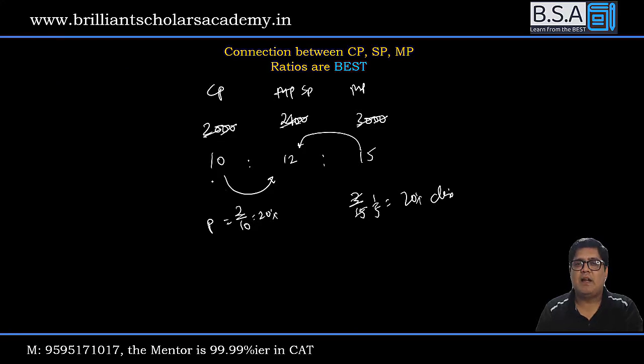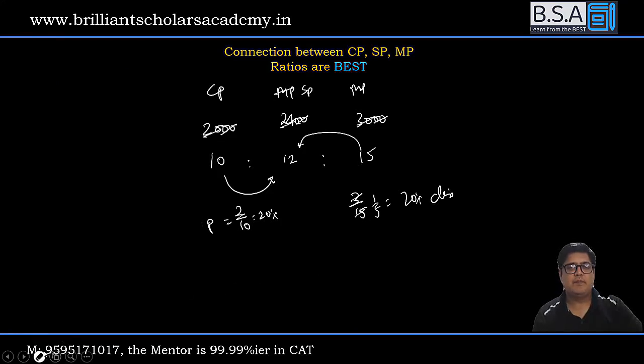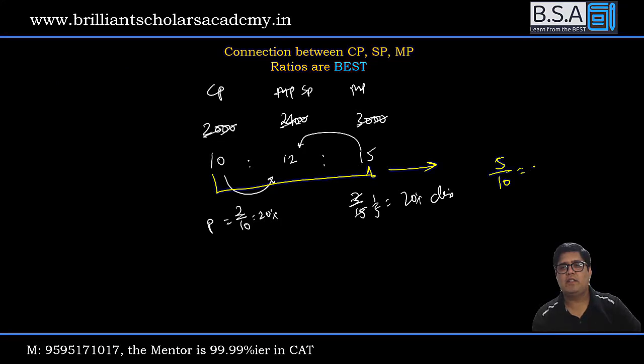What is the markup? Markup is between first and last. From here to here, what is the increment? 5 increment on 10, which is half. Half is 50%, the markup percentage.